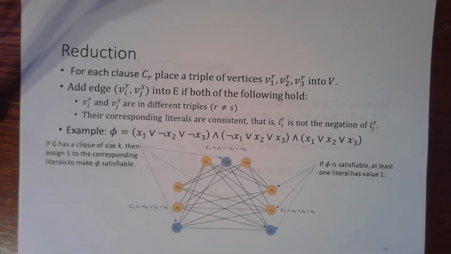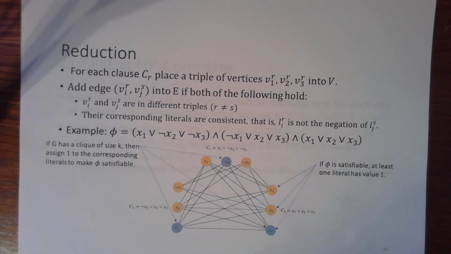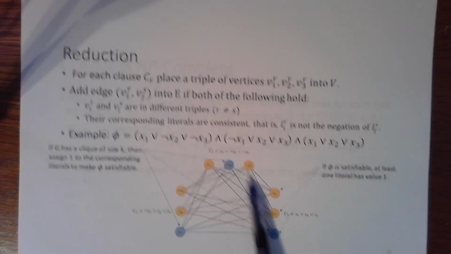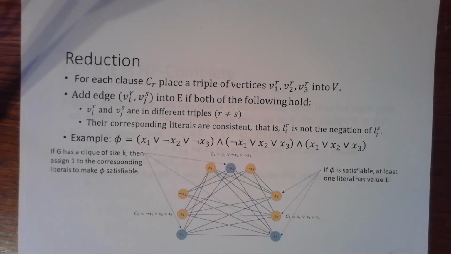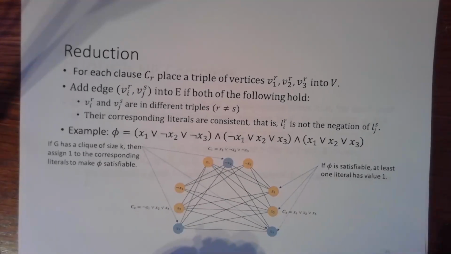We could go through and do a proof that all of this happened. This is a polynomial time mapping. It can be done in polynomial time. We're just talking about 3 things and looking at edges for non-consistency. So hopefully you can see that it's pretty easy to do that in polynomial time.